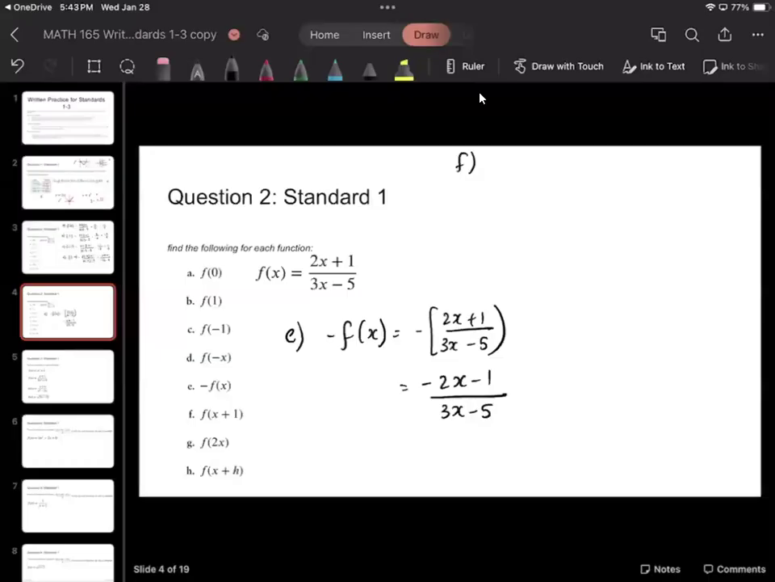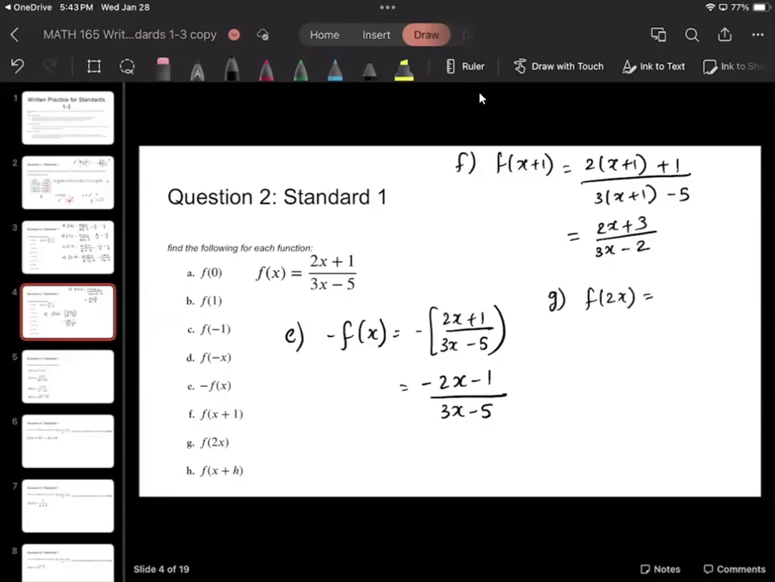Part F is f of x plus 1. So again, I'm replacing every x in my function with x plus 1, and then I will simplify. So you're going to distribute, combine like terms and so on. I'm just going to do it all in one step. So I have 2x plus 2 plus 1, that is 2x plus 3 over 3x plus 3 minus 5 is 3x minus 2. Then f of 2x, again, replace your x with 2x and simplify. So when I do this, what do I have? 2 times 2x is 4x plus 1 over 6x minus 5.